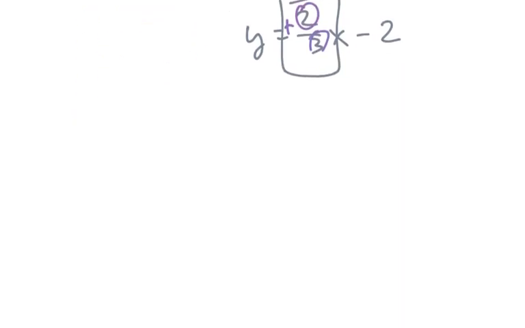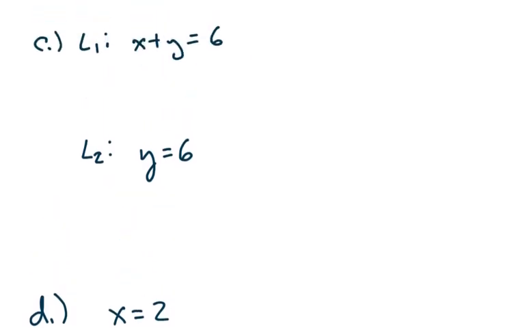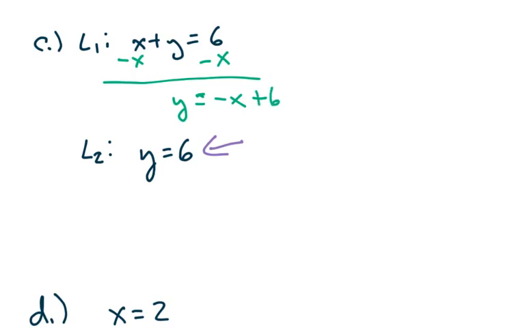Okay. Next up, we have the C. Line 1 is x plus y equals 6, and then line 2 is y equals 6. So this one's a little different because the bottom equation only has y equals 6. So the first thing we're going to do is for the top one, subtract x from both sides. We'll get y equals negative x plus 6.